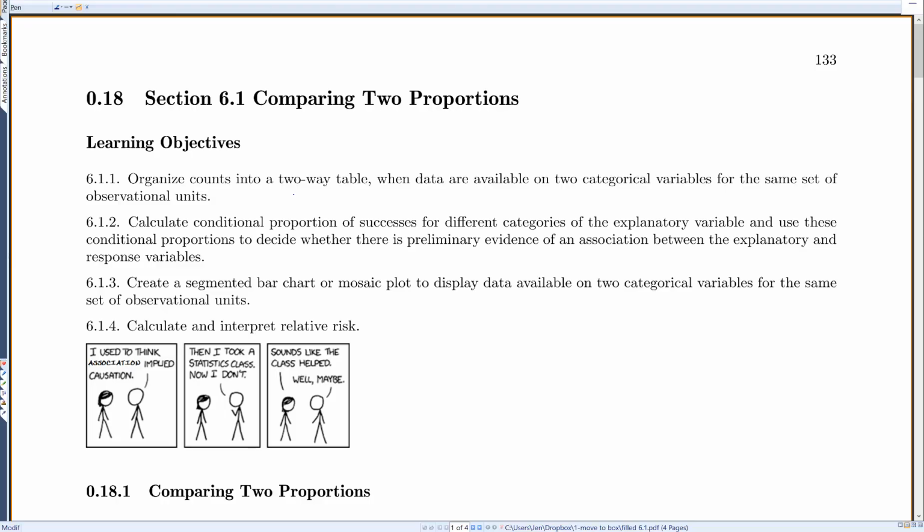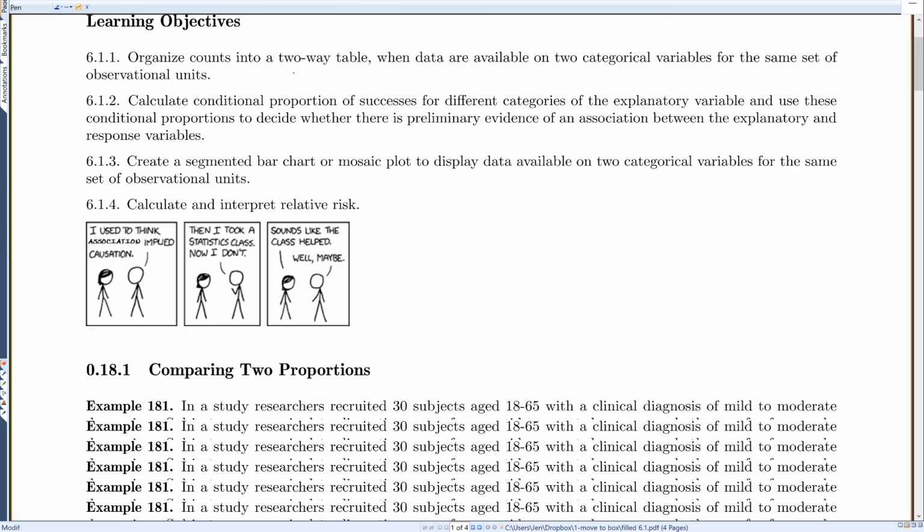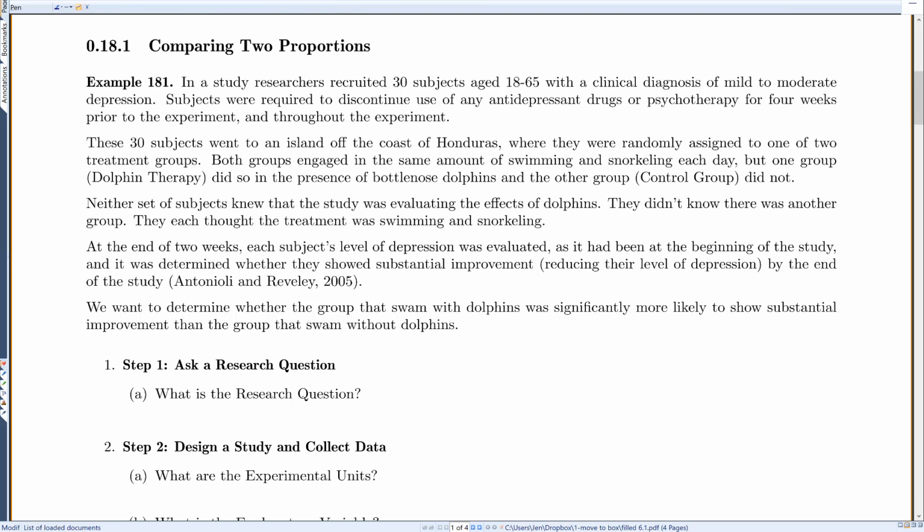This is section 6.1, comparing two proportions. Okay, so you can look at the objectives in the comic there. What we want to do in this chapter is learn how to compare two proportions.